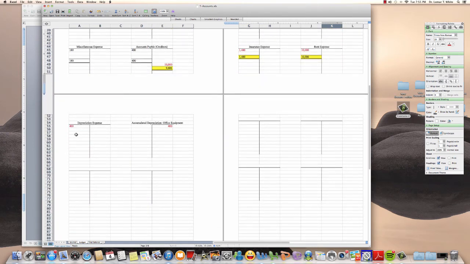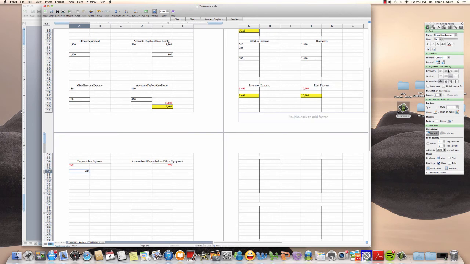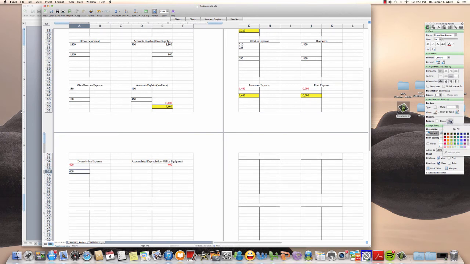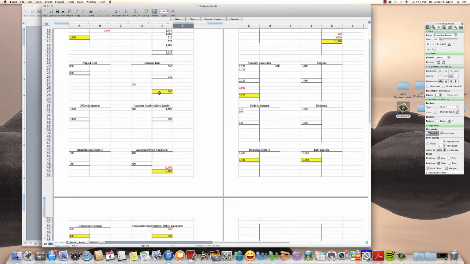My depreciation expense account needs to be balanced. It has a balance of $400 because that's the only entry in there, so I'm going to balance it with $400. And last but not least, my accumulated depreciation needs to be balanced. Credit balance of $400. Okay, so now all my accounts are balanced.